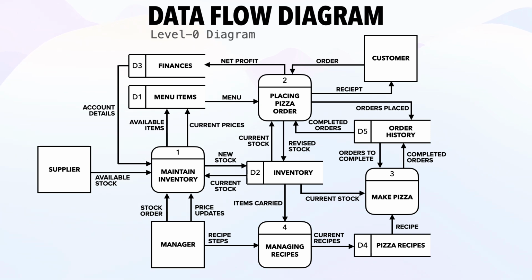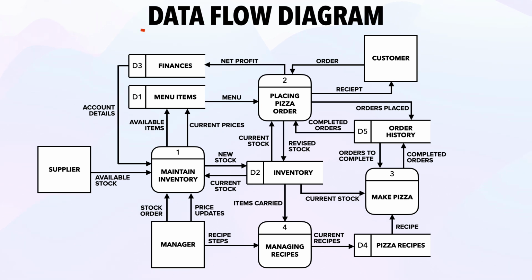Now, this is what we call a level zero diagram. And a level zero diagram focuses on those highest level business processes that a system is meant to support. And so we have our inputs and outputs for those processes, including the actors, external entities, as well as the data stores that are involved with this.